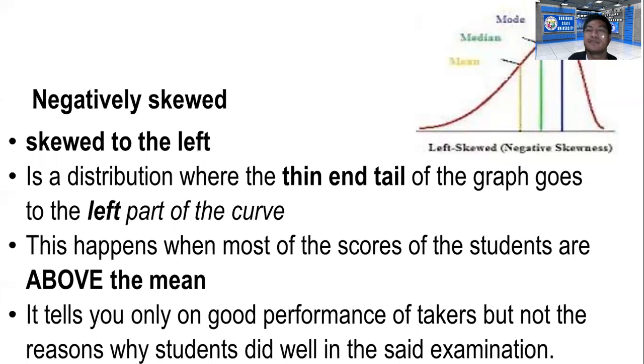The second is the negatively skewed. If you say negatively skewed, the tail is on the left side, but the scores are on the right side. You look at the mean, median, and mode, they are also on the left, but the scores are on the other side, no? That's where the peak, the mode, is; the scores cluster there. So it is a distribution where the thin end of the tail of the graph goes to the left part of the curve. This happens when most of the scores of the students are above the mean, or higher than the mean. It tells you only about good performance of takers, but not the reasons why students did well on the said examination. So with negatively skewed, the scores of the students are high.